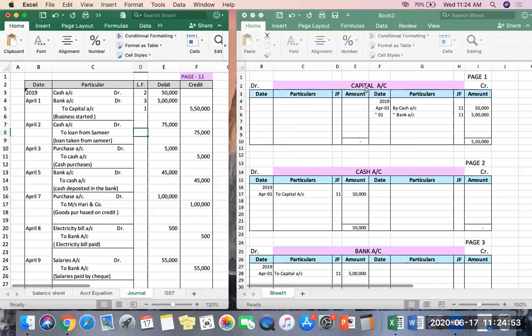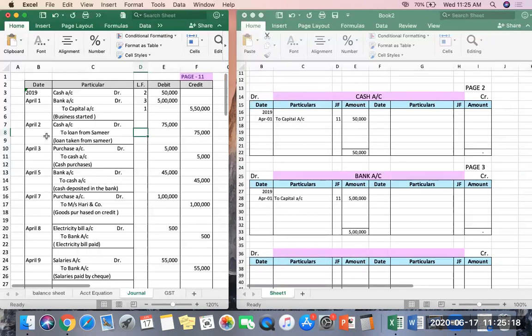Moreover, what is written in the capital account? Cash and bank. On the contrary, cash account should have the same entry. Only thing is it will be written as capital account. So capital is in credit, cash account is in debit. So always remember that if you match up 2 entries, one has to be in debit and one has to be in credit. Okay? Now we'll move on to the next entry, that is cash account.